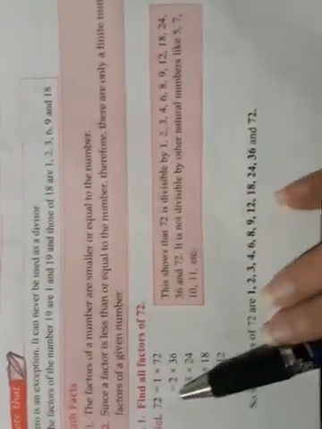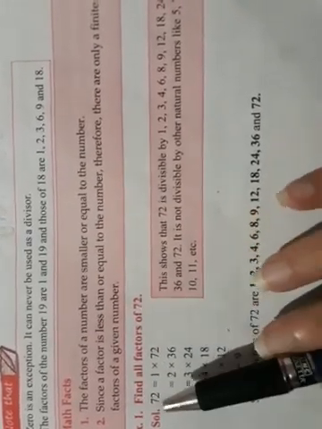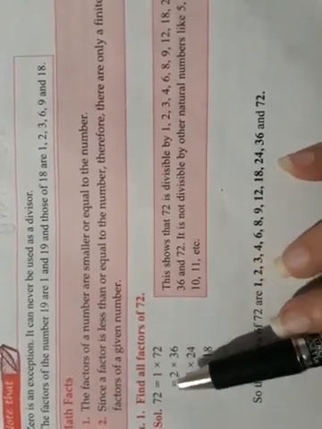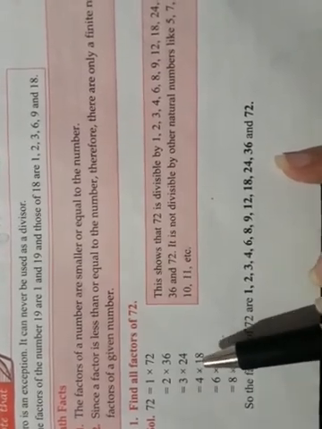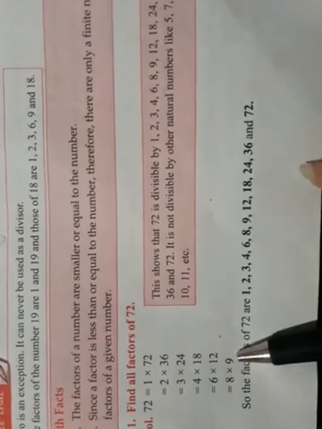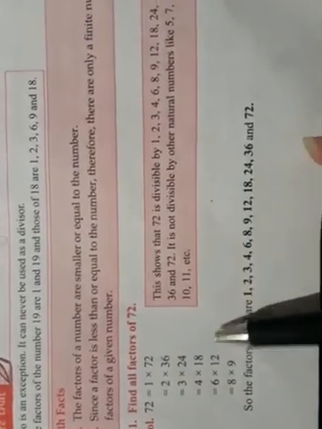Now here one question is given: find all factors of 72. Now you can write 72 as 1 into 72, 2 into 36, 3 into 24, 4 into 18, 6 into 12, 8 into 9. So 72 could be written in these many ways.